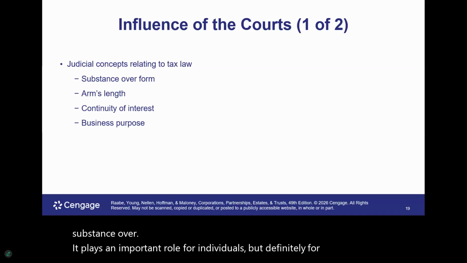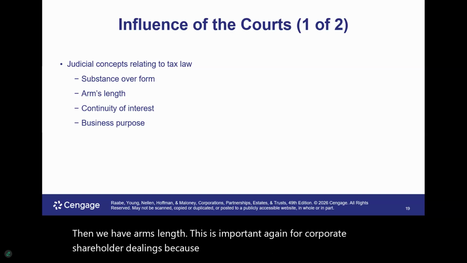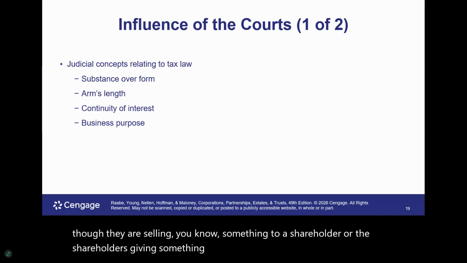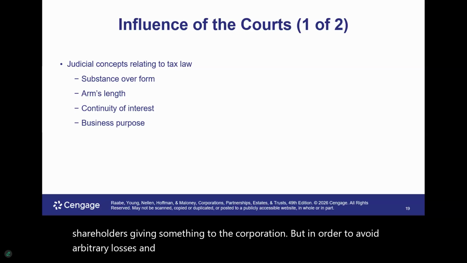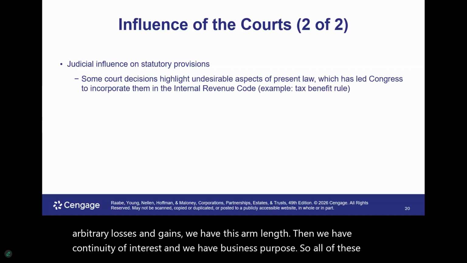Then we have arm's length. This is important again for corporate shareholder dealings, because sometimes a corporation will act as though they are selling something to a shareholder, or the shareholder is giving something to the corporation, but in order to avoid arbitrary losses and gains, we have this arm's length. Then we have continuity of interest, and we have business purpose. So all of these things ultimately come into play.